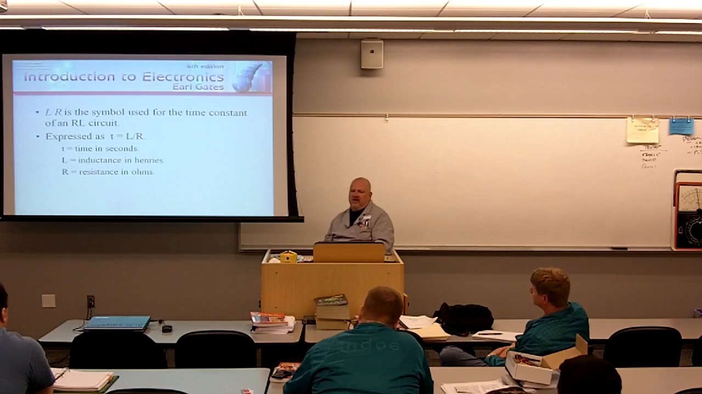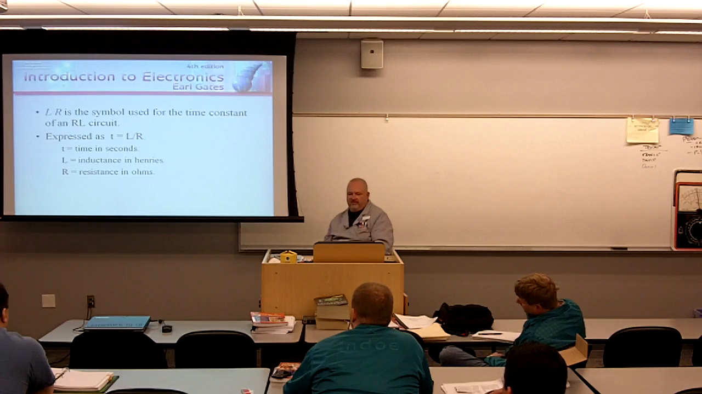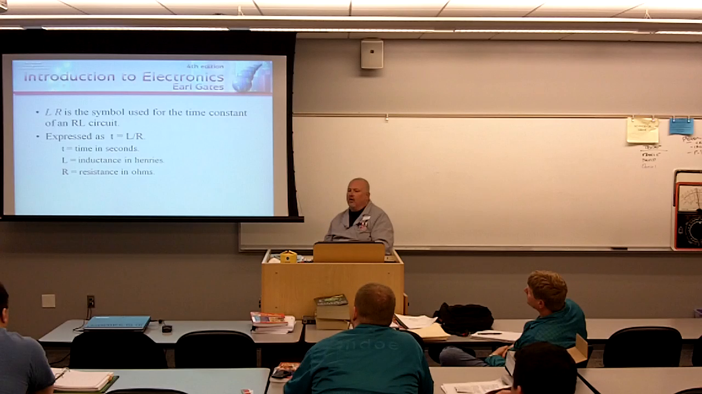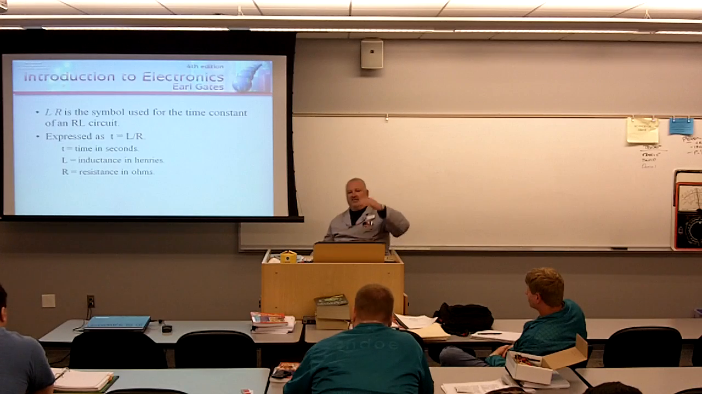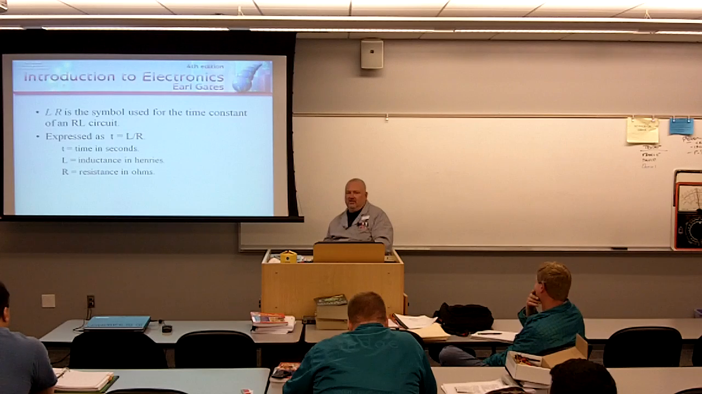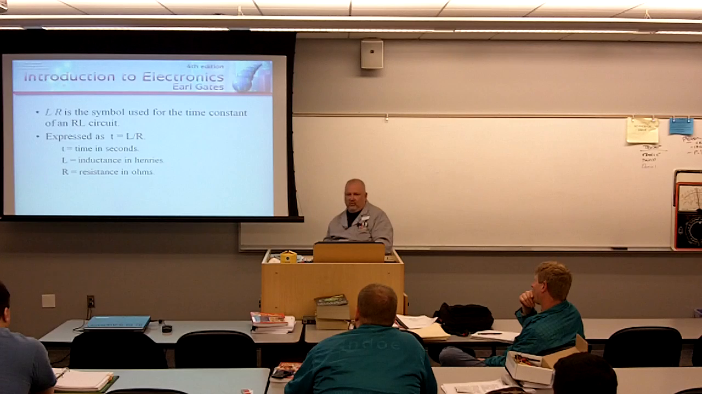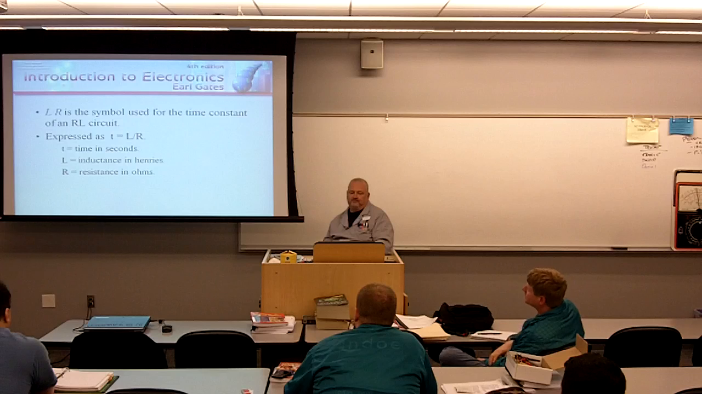To calculate out this time constant, it's actually relatively easy. The symbol used for the time constant of an RL circuit is tau. And the formula is T is equal to L divided by R, period. It's that simple. Take the amount of inductance, divide it by the amount of resistance. That's going to give you the time constant, measured in seconds. That's what we use as our base unit of measurement in electronics, the second. T is equal to L over R.